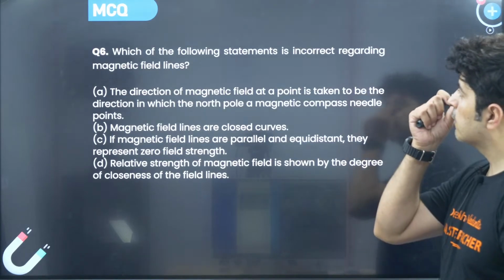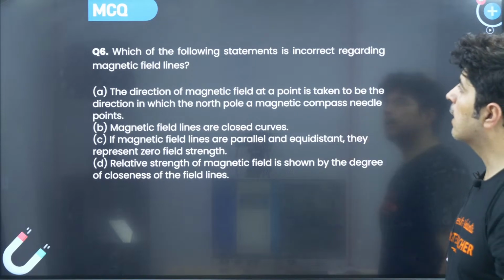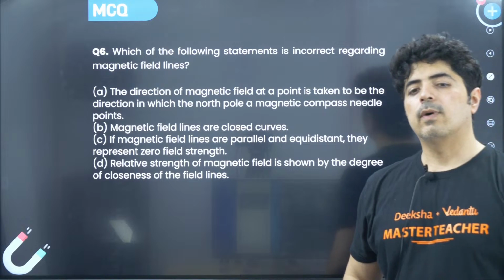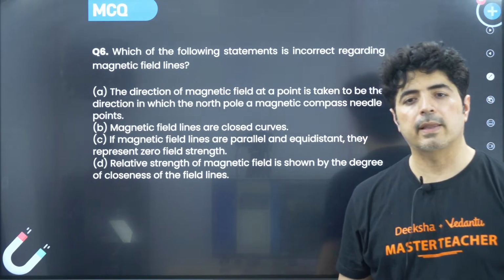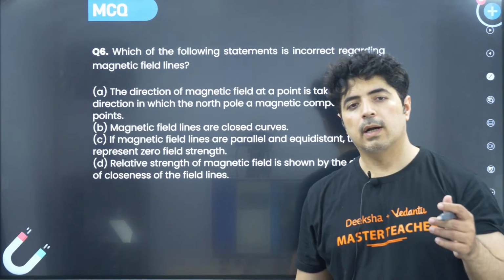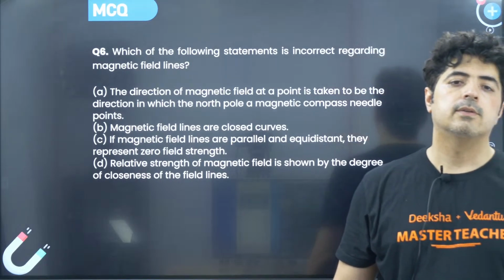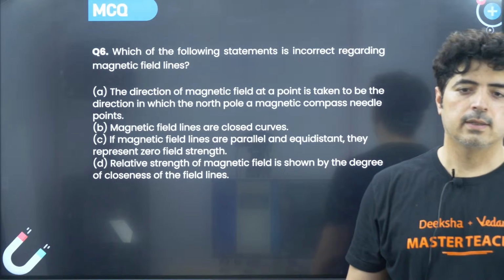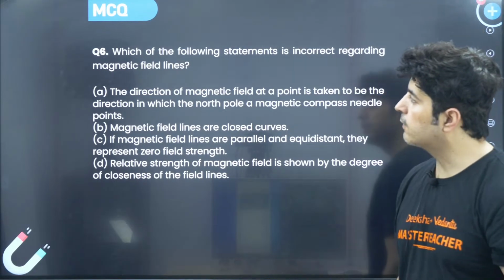Okay, which of the following statement is correct, incorrect regarding magnetic field lines? Okay, this is also a very important topic, magnetic field lines. Well, I have not discussed today much about magnetic field lines. Those who want to understand that, you can watch my first lecture. There I've explained in depth. All right. So let's go with this magnetic field lines.